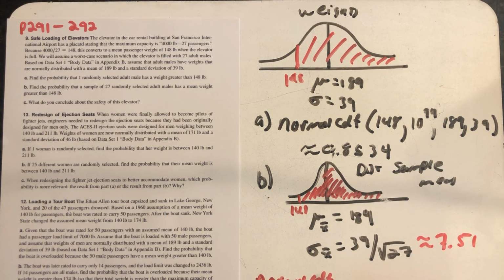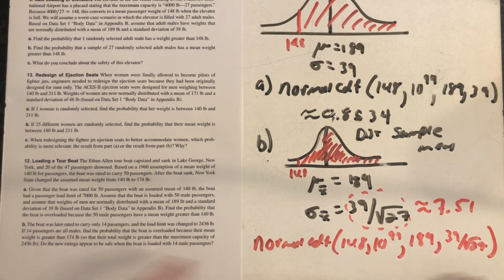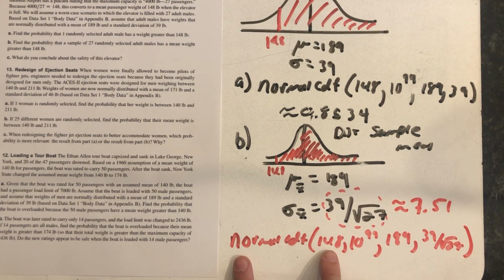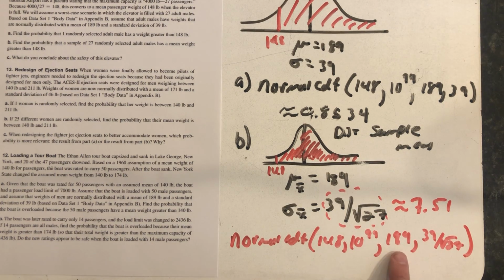It looks just like this one, starting at 148, shading to the right so far that we might as well have shaded forever. The mean, but now our new standard deviation. And I could type in 7.51, but I'm just going to make the calculator do the heavy work. That way I don't have to worry about any rounding. I have normal CDF, 148, shade all the way over, so I have a 10 to the 99th, the mean and the standard deviation.